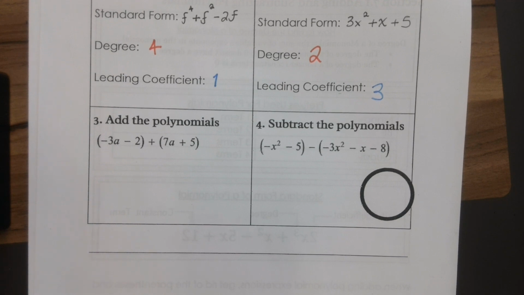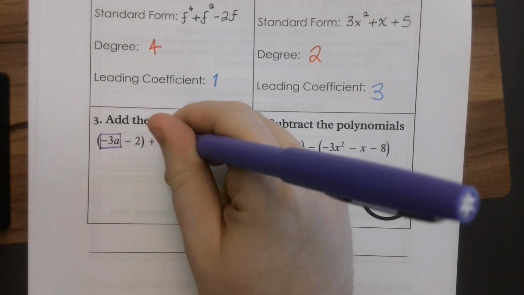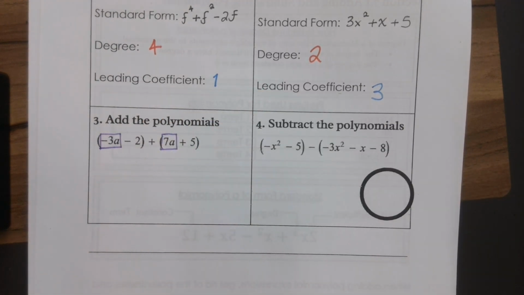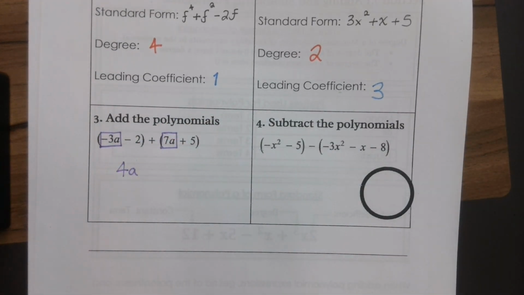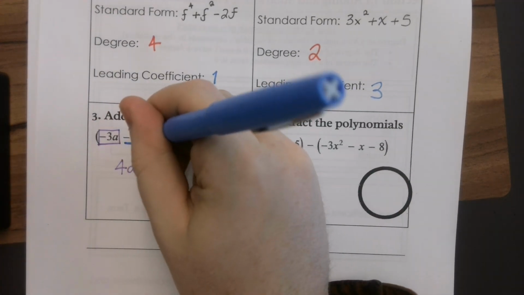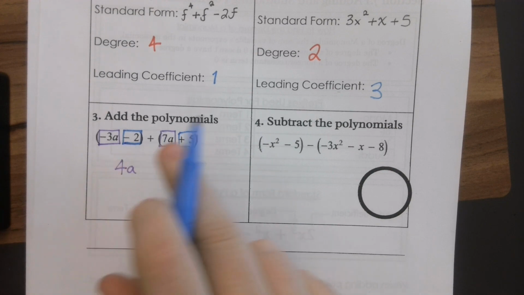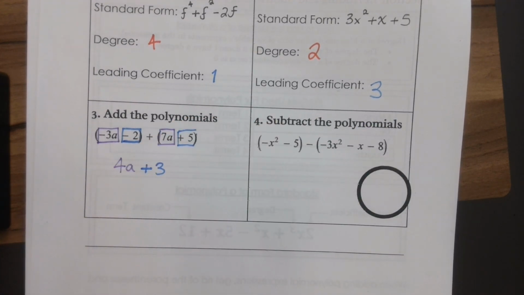Down below, we're asked to add and subtract polynomials. Remember that this just means combine like terms. So for adding polynomials, we are adding together a negative 3a and a 7a. What's negative 3 plus 7? It's going to give us 4a. For the whole numbers, we've got negative 2, we've got positive 5. Negative 2 plus 5 is positive 3. So this is our answer.